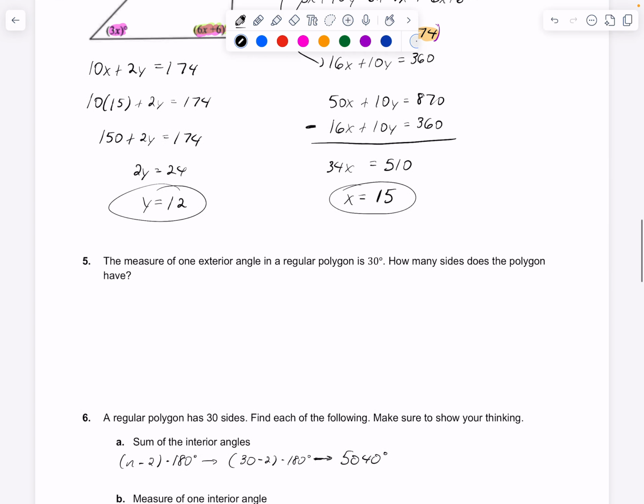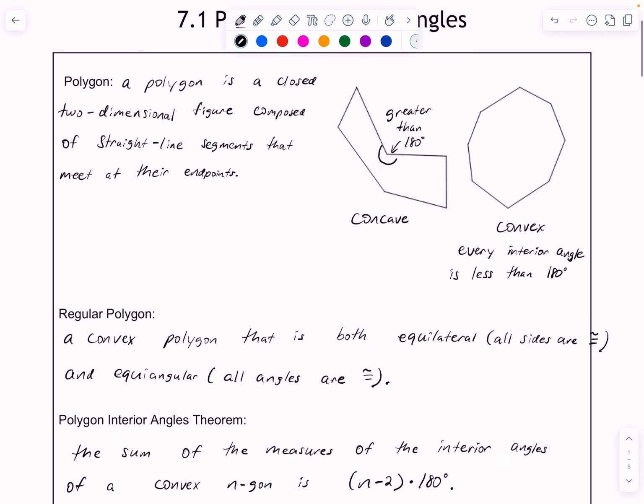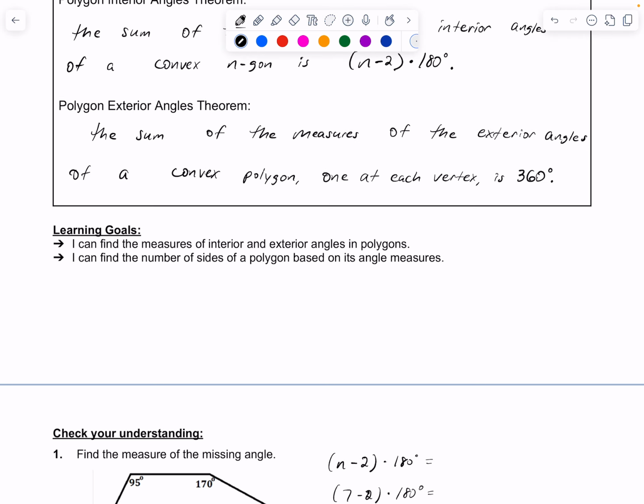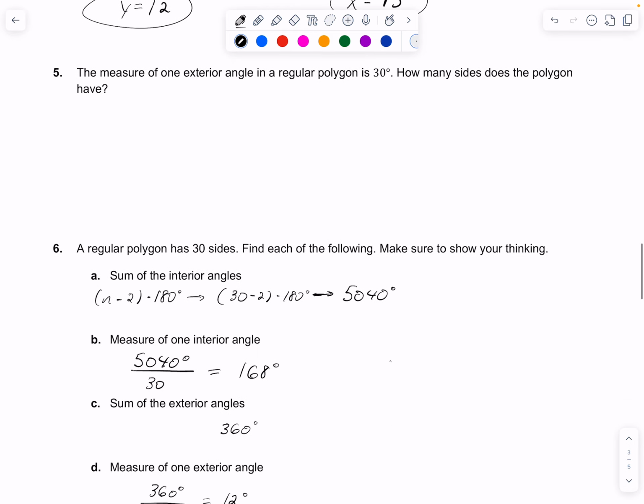Okay, let's do the next one here. We have the measure of one exterior angle in a regular polygon is 30 degrees. How many sides does the polygon have? Well, hopefully you remember from the notes that the sum of the measures of the exterior angles of a convex polygon, one at each vertex, is 360 degrees. So all of them added together have to be 360 degrees. If one angle is 30 degrees, I can divide by that one angle to tell me how many sides this polygon has. So 360 divided by 30, the zeros cross out. 36 divided by 3 is 12, so this is a 12-sided polygon.